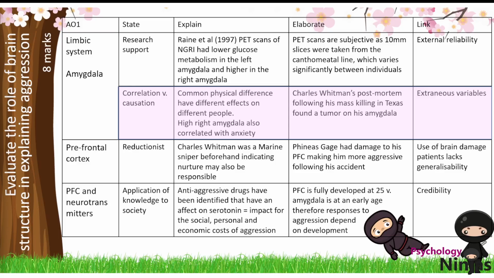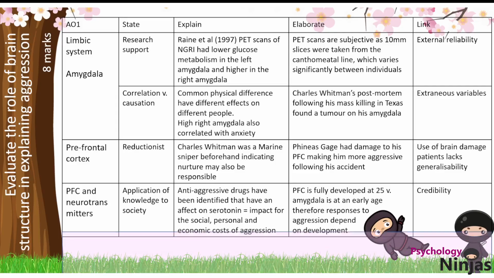We're going to counter this by talking about more research that supports the role of the amygdala, focusing in on Charles Whitman and his tumour on his amygdala, which was discovered on a post-mortem. We're going to talk about extraneous variables here as our link in order to give a mini conclusion. Now, you could turn this around and change this, so talking about Raine and Charles Whitman in your supporting research and moving your discussion about problems with PET scans into your elaboration if you would like.